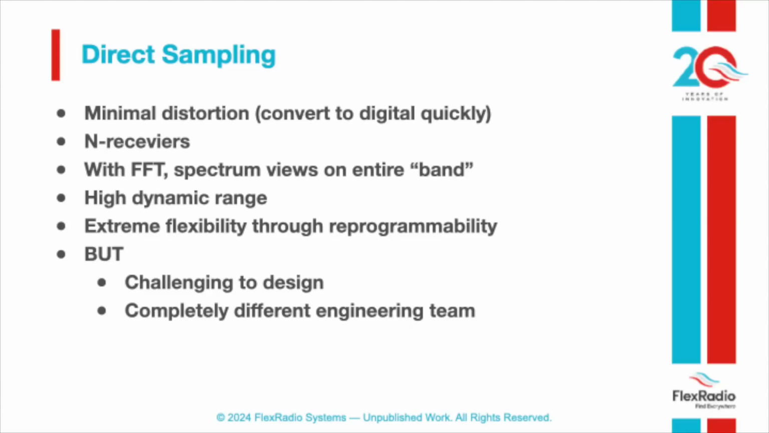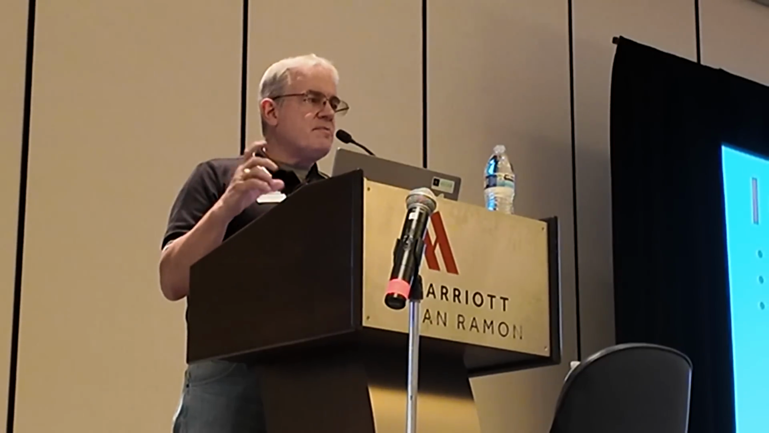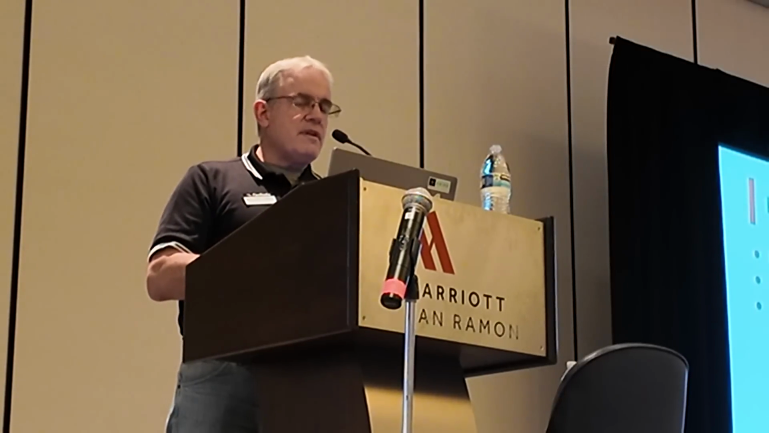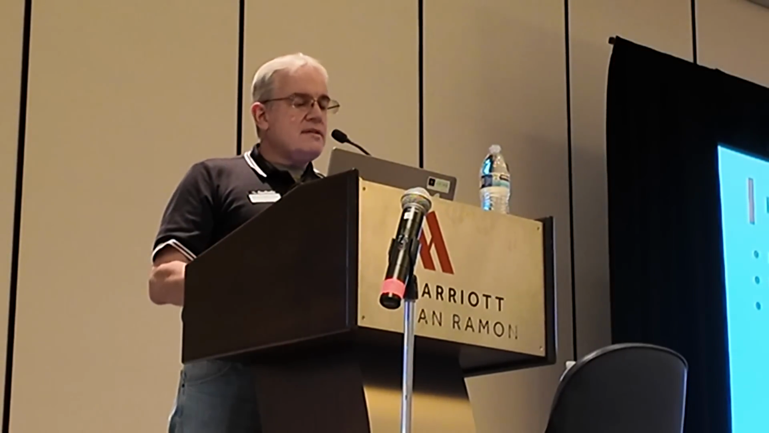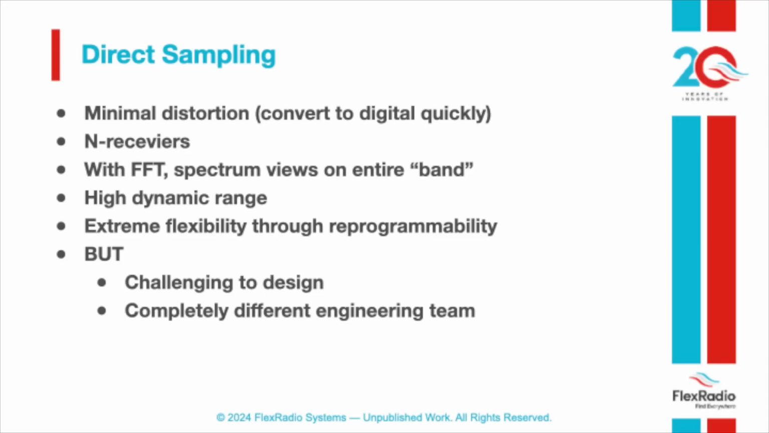You can also add a fast Fourier transform to convert the voltage level time domain signal that you receive off the antenna. You can convert that into a spectrum display. So all of the SDRs today have spectrum displays on them, and they're created with this. And you can, again, with the right processing power, add as many of those as you want.